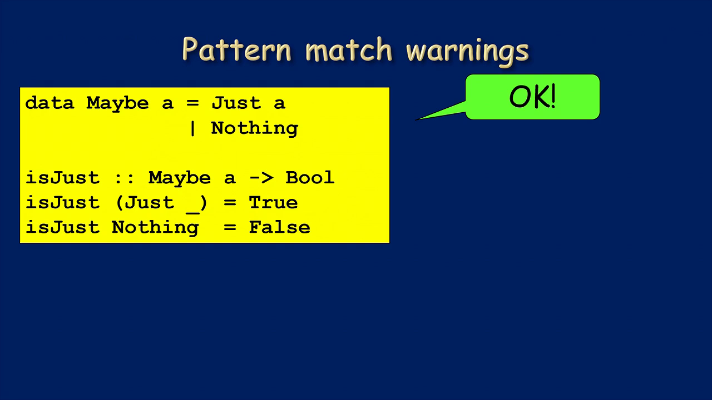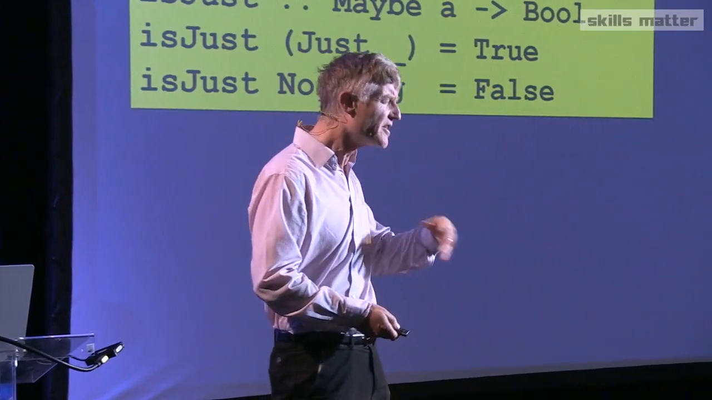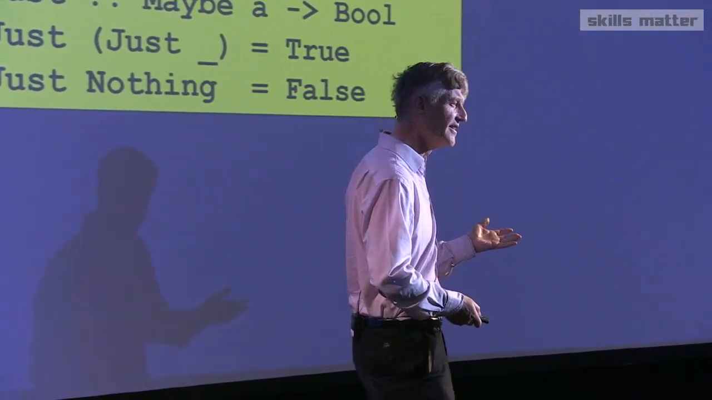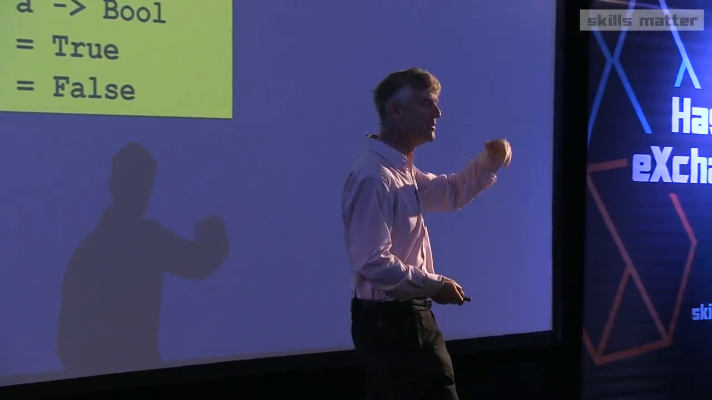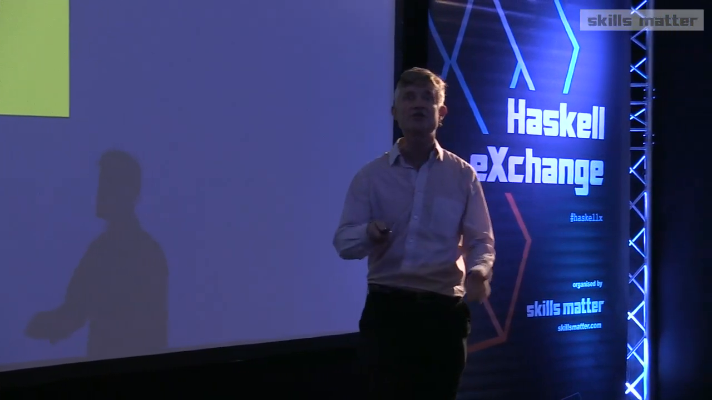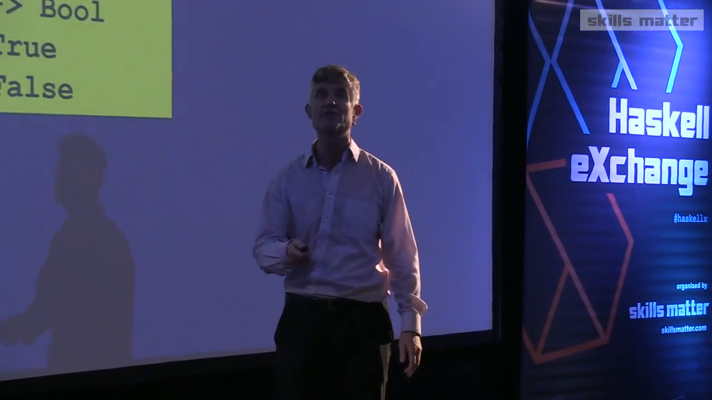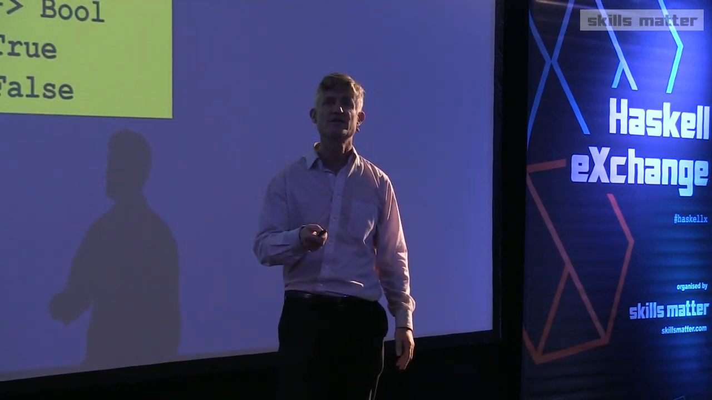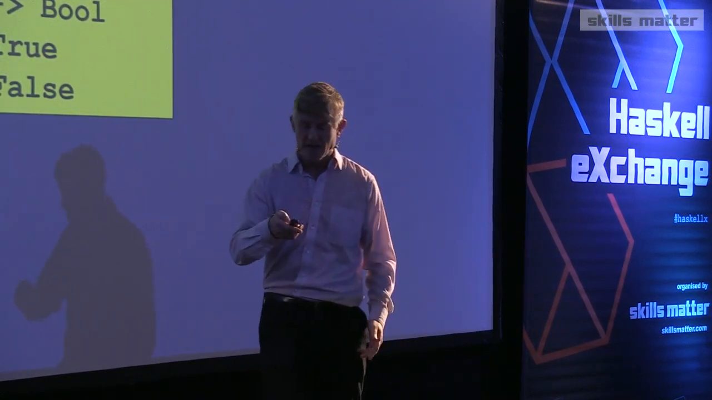Here's the famous isJust function. So what's going on here? Well, you just want to say, does it cover all the cases? This is a fine function. A value of type Maybe a can be Nothing, or it can be Just something, and the function covers both possibilities. There's one for Just and one for Nothing. Fine. So far so good.